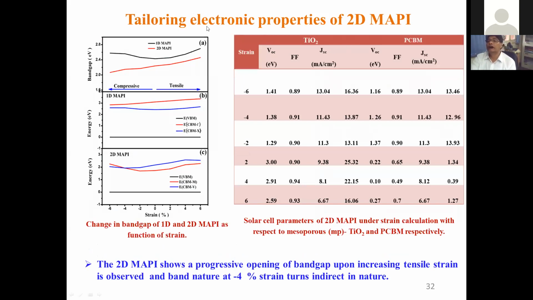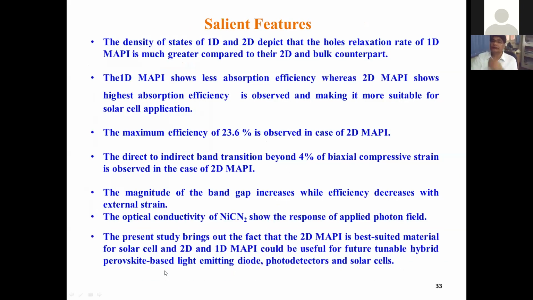So this was for the maximum. Therefore now we have, as I said, the electronic properties of 2D MAPI, that means strain dependent and layer dependent. You can see here how the efficiency increases with strain. For the 2%, you can see this is the maximum. Strain you can also assume in such a way that you have a surface or a substrate, and you are growing your film on that particular thing, right? In both conditions, the 2D MAPI shows a progressive opening of band gap upon increasing tensile strain, and the band nature turns indirect, right? So I will go slightly faster now because I have to cover one more thing. The maximum efficiency of 23.6% is observed in the case of 2D MAPI, right?